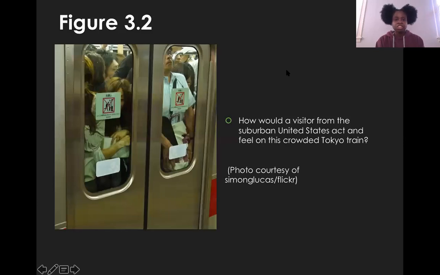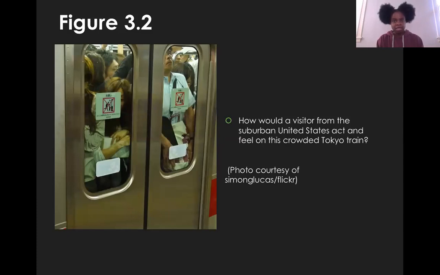Okay? So your book is going to oftentimes give us figures, give us illustrations, give us pictures, and don't just glance over those in the book, okay? They're there for a reason. They're there to get you to think beyond. They're there to get you to use your sociological imagination. Here, right? How would a visitor from the suburban United States act and feel on a crowded Tokyo train?